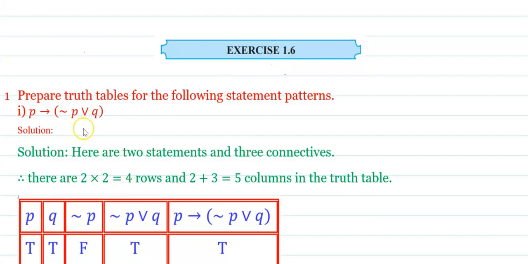Exercise 1.6, question number 1. Prepare truth tables for the following statement pattern. First is P implies, in bracket, negation of P or Q. Now here there are two statements and three connectives, 1, 2 and 3. That is 2 plus 3, 5 columns, and 2 into 2, 4 rows.